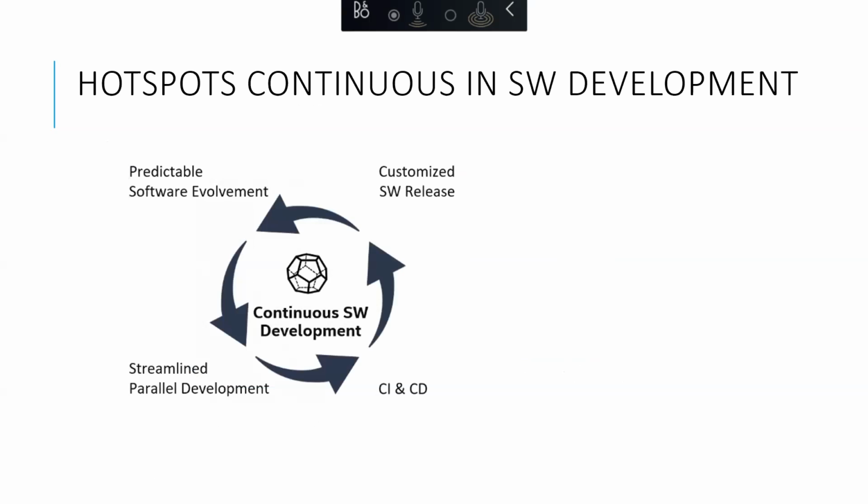So this software delivery cost will be mainly reflected in 4 perspectives. First one is the predictable software evolvement. Second is the streamlined parallel development. Third is the continuous integration and continuous delivery. Finally, it is the customized software release. So in the following pages, I will give some detailed introduction about them one by one.